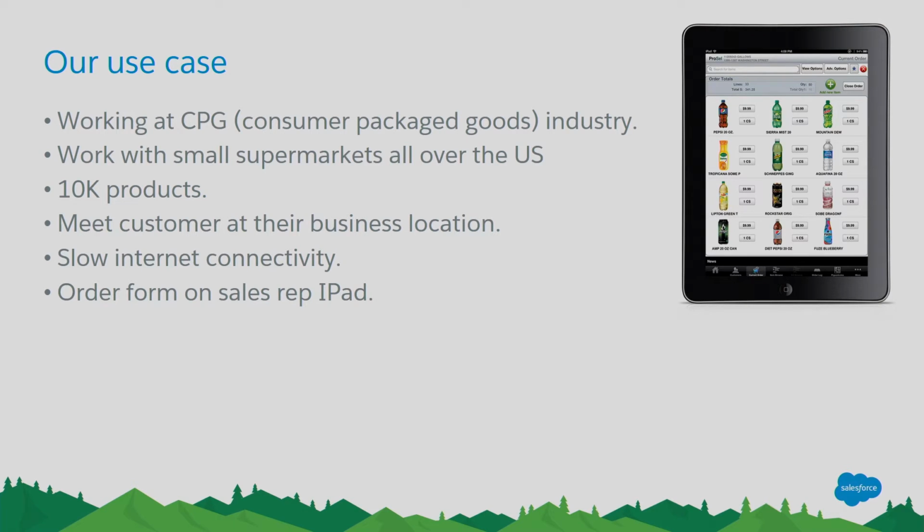Many supermarkets are located in areas which have slow internet connectivity. And in order for our sales rep to create an order, we need to provide them a simple page with a simple table, which has all of our 10K products. And our sales rep will just enter the quantity for each of our products and create an order in our Salesforce. Okay?